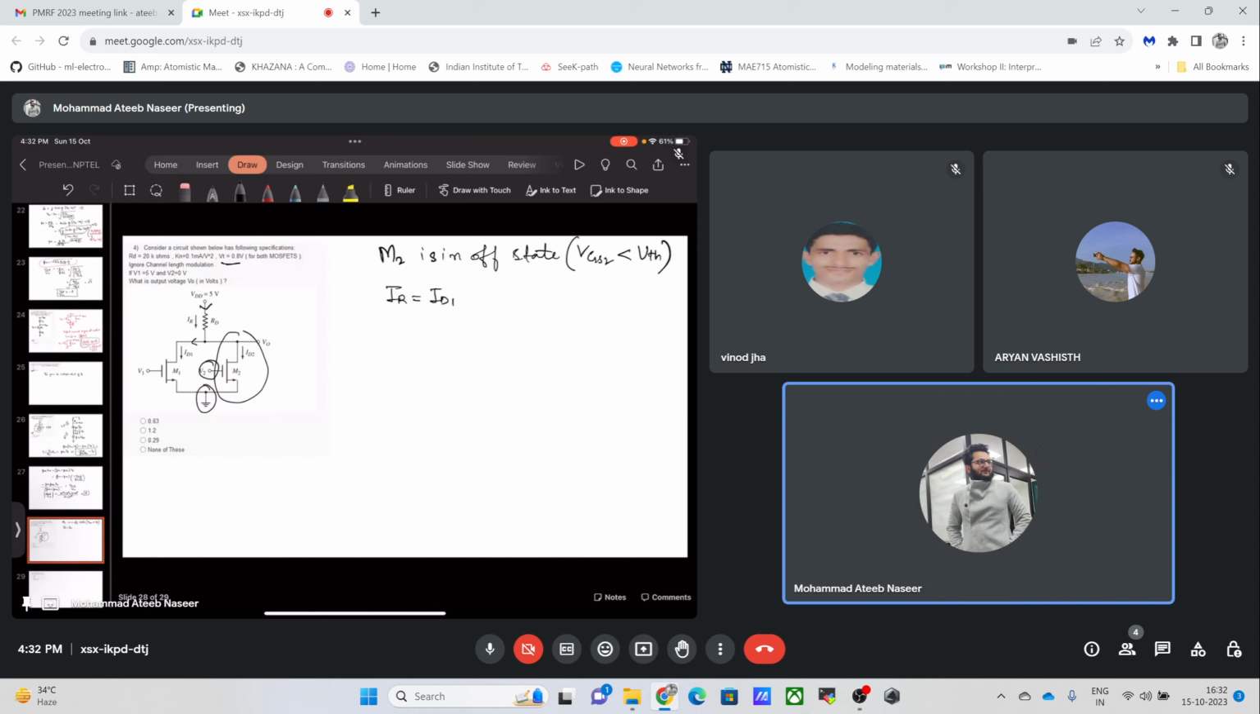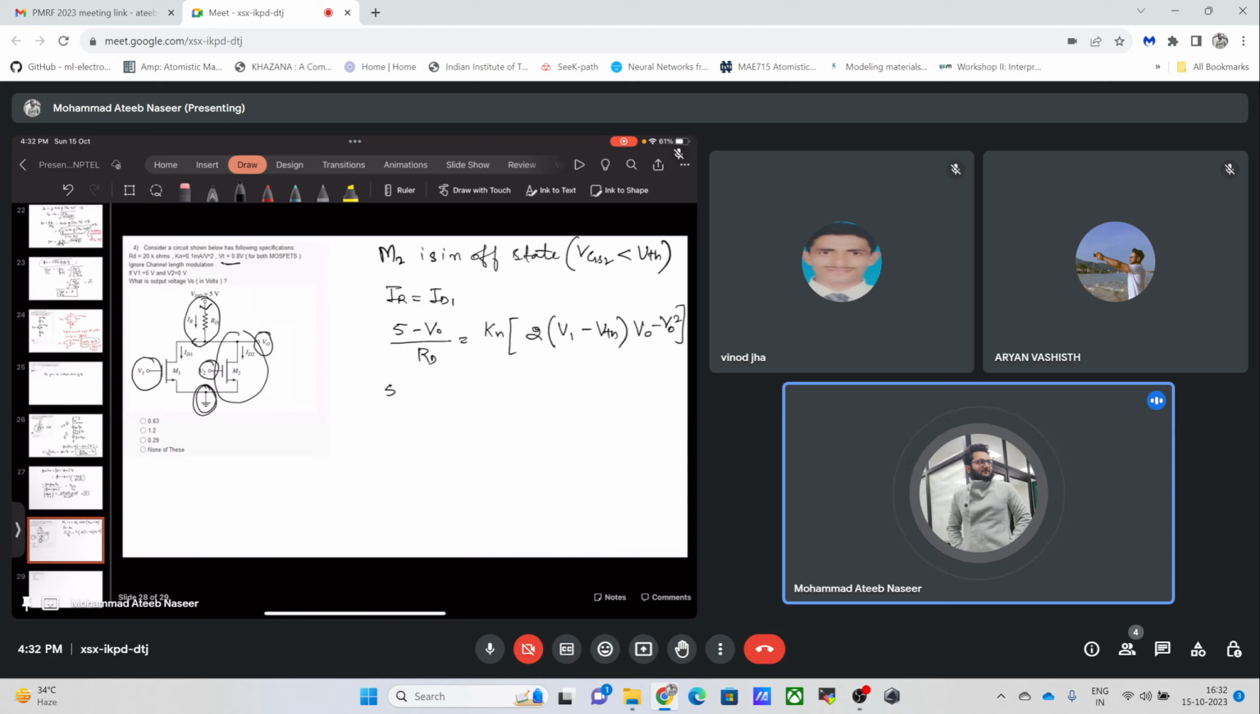Okay, so using the KCL, (5 minus V0) divided by RD is simply equal to Kn, assuming the MOSFET is in triode region, 2 times (V1 minus VTH), where V1 is the VGS, into VDS. VDS is simply V0, minus V0 square.